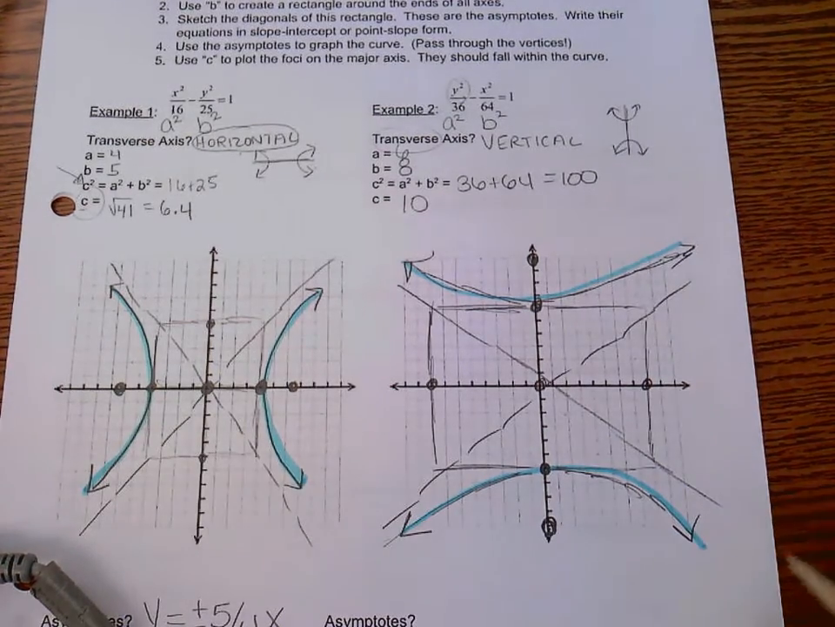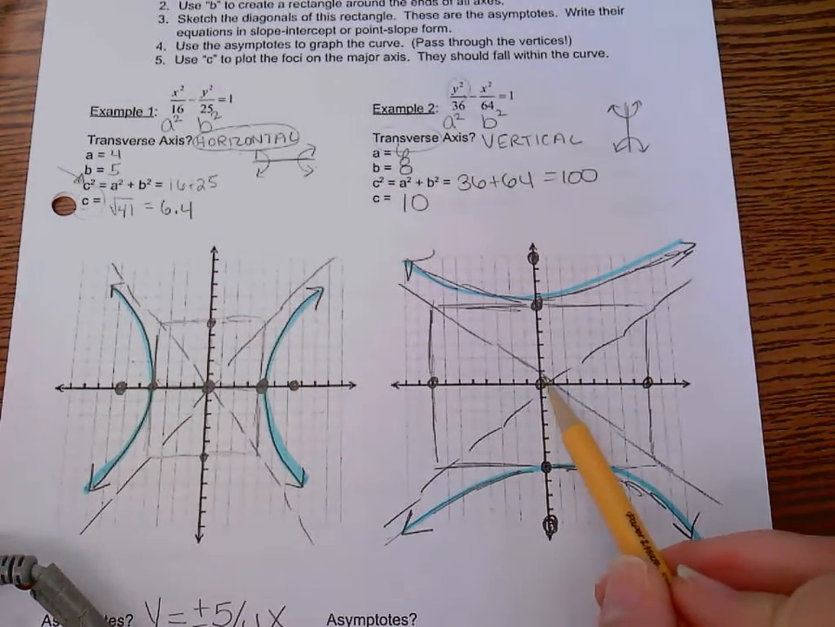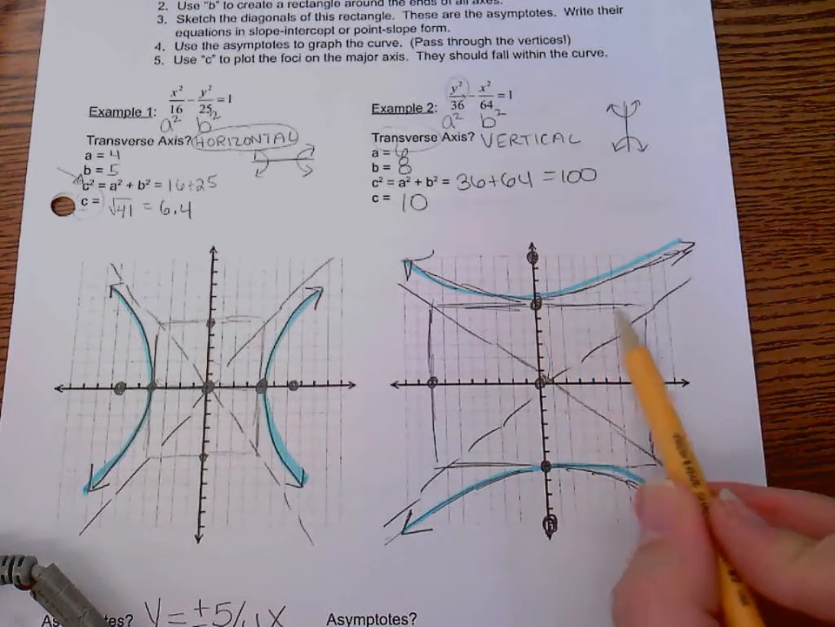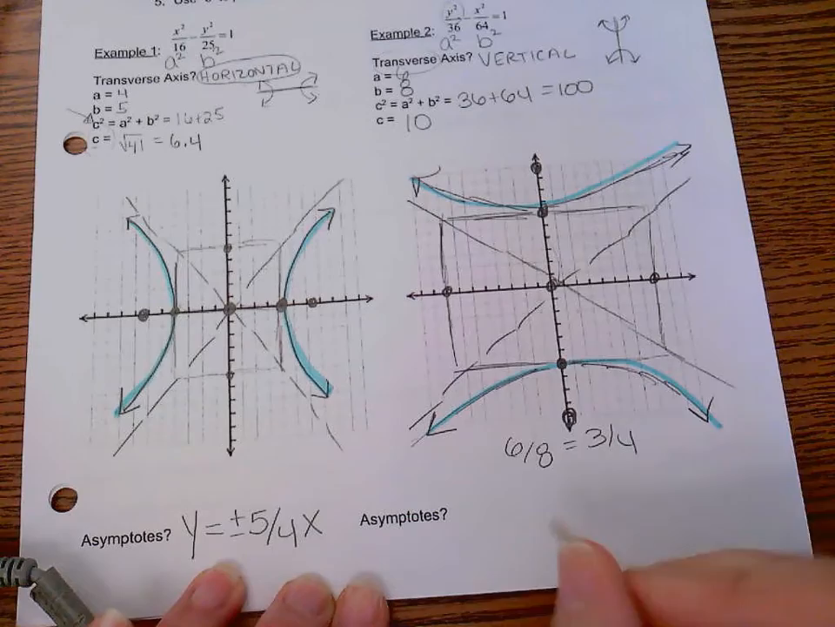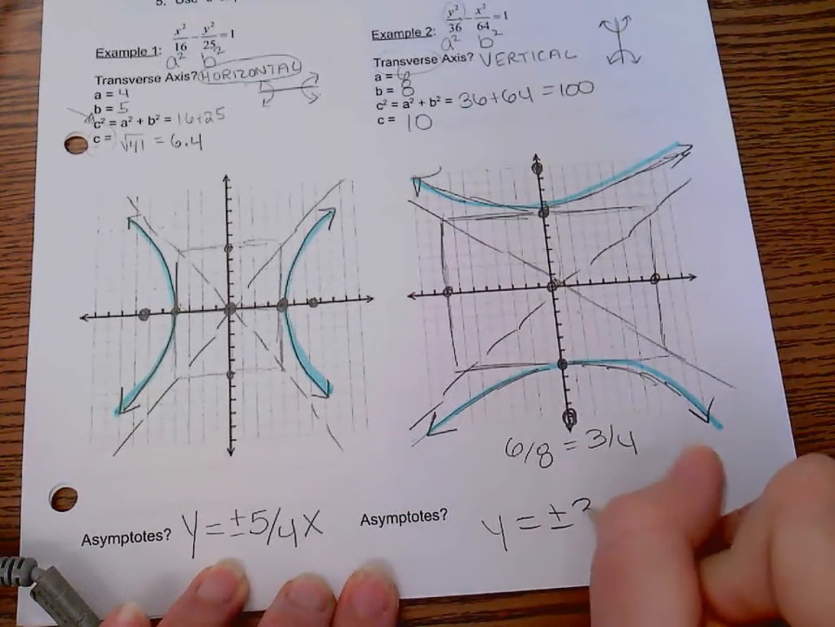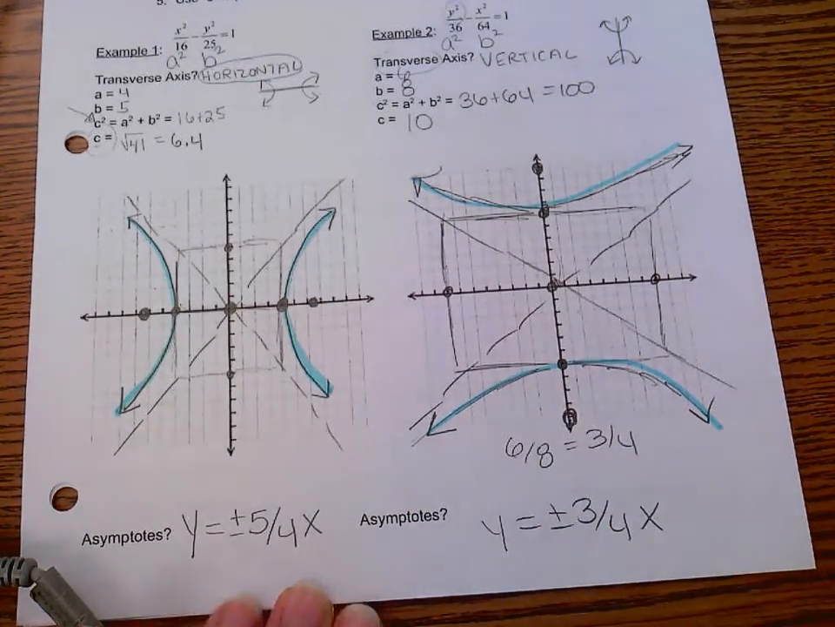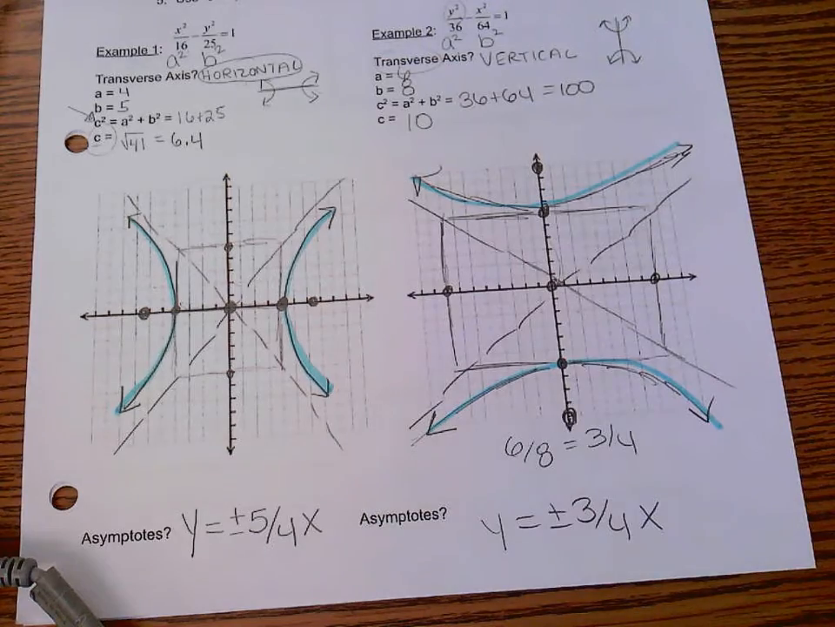What would be the equation of this asymptote? I just went up 6 and over 8. So 6/8 is a 3/4 slope. So y equals plus or minus 3/4 x would be the equation of the asymptote.